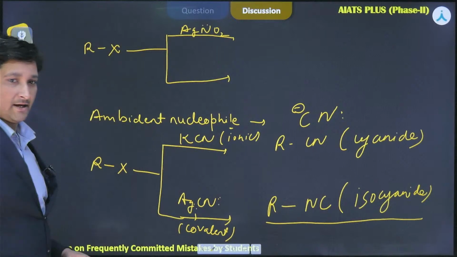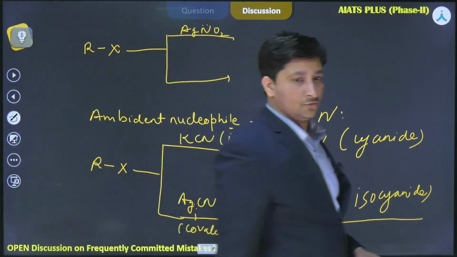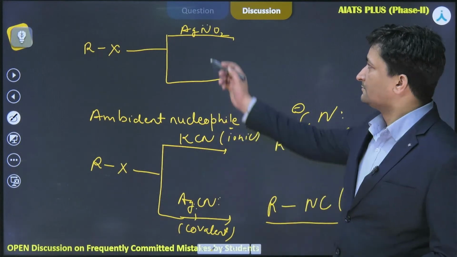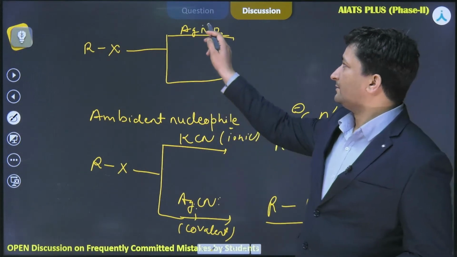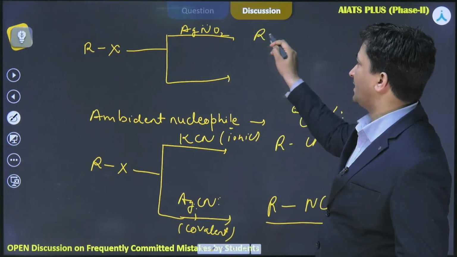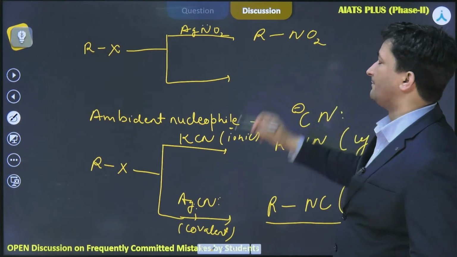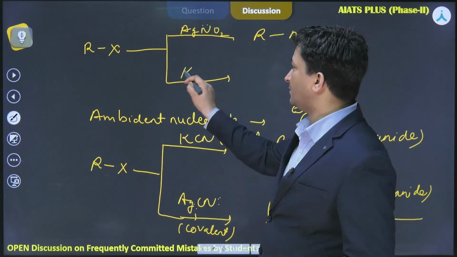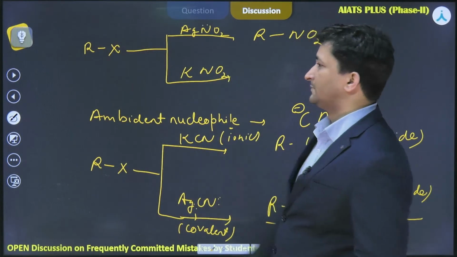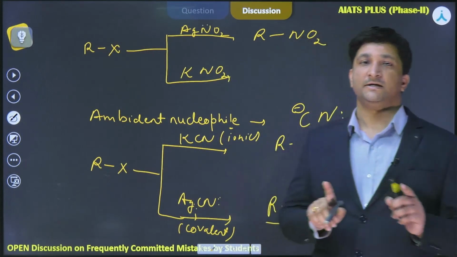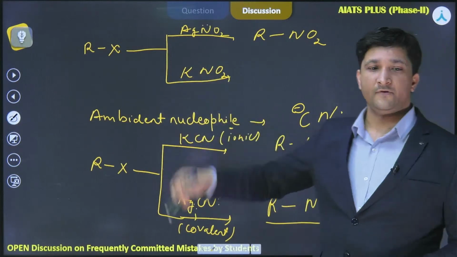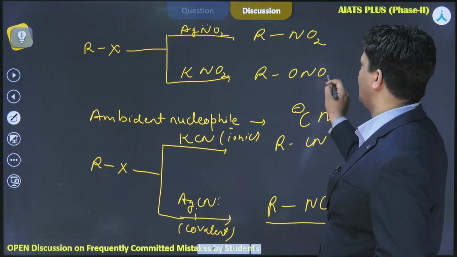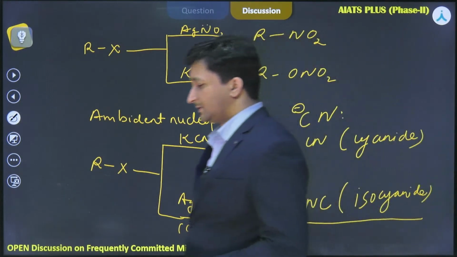Now again, in the NO2 minus structure, the bond is covalent. This nitrogen lone pair will attack here, and we are going to get RNO2. So nitro compounds will be obtained here. Now if we allow it to react with KNO2, again NO2 minus, the negative charge that is present on the oxygen will form a bond with carbon, and in return we are going to get RONO, alkyl nitrite. Is this clear to all of you?